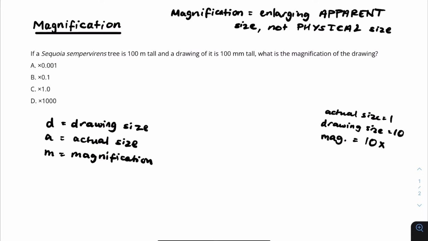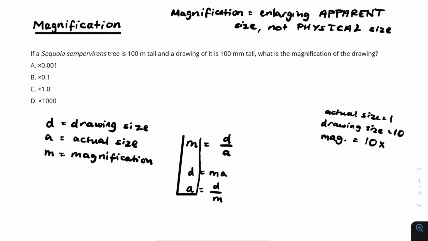It's apparent that magnification is drawing size over actual size. And that's the equation. So M is equal to D over A. And based on this, we can rearrange to solve for D and A. So we can get D is equal to M times A, and A is equal to D over M. So in this respect, we've managed to isolate all three variables and we can therefore use them.